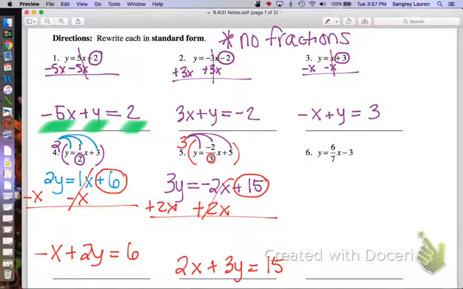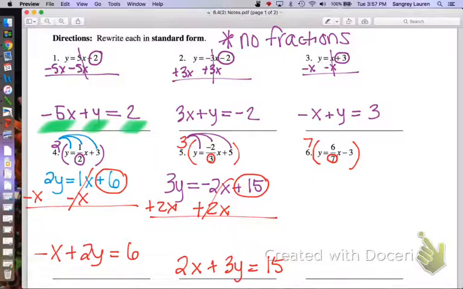Good. Trying number 6. There's a fraction. We have to get rid of the fractions. So in the denominator is a 7. So think about what we're going to multiply this entire equation by. So I put the entire equation in parentheses. We're going to multiply by 7.